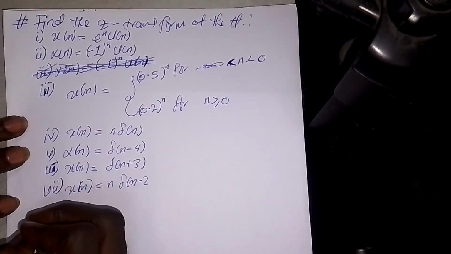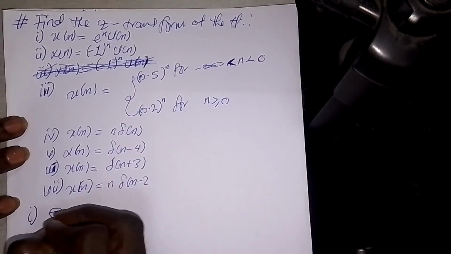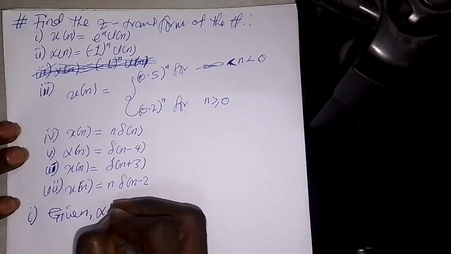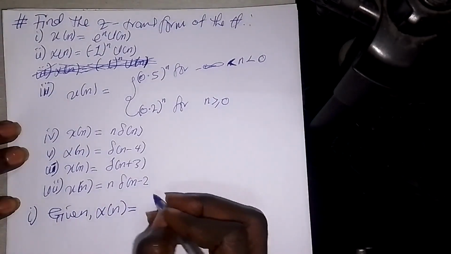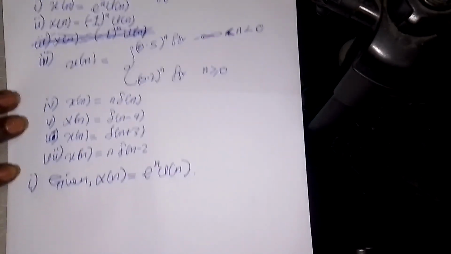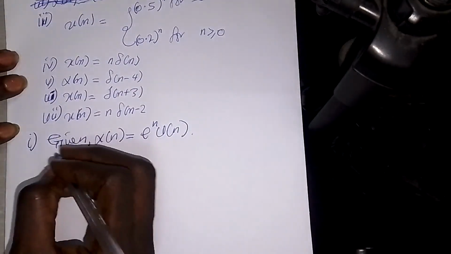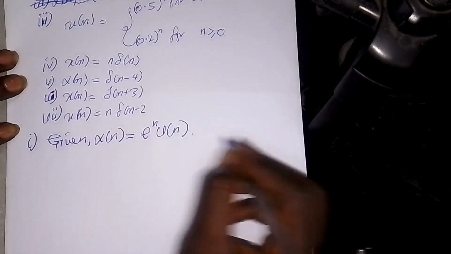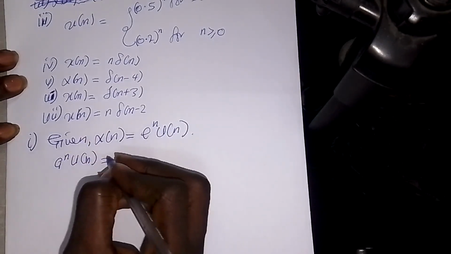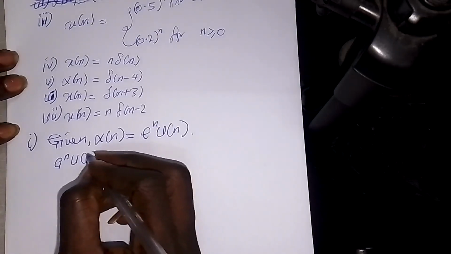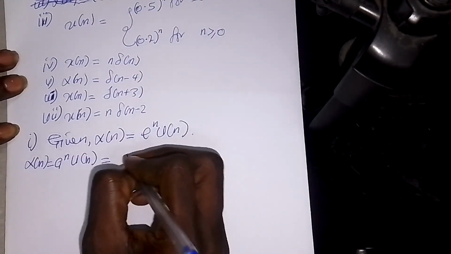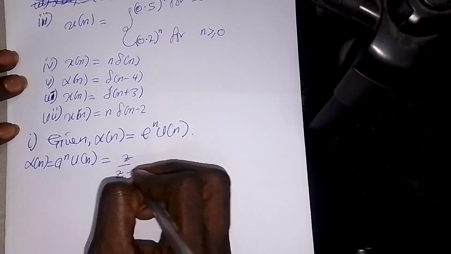So here in I, we are given x of n equals e exponent n u of n. Basically this sequence is very similar to a exponent n u of n. And if you remember from our earlier discussions, when we had this one, we got z over z minus a.